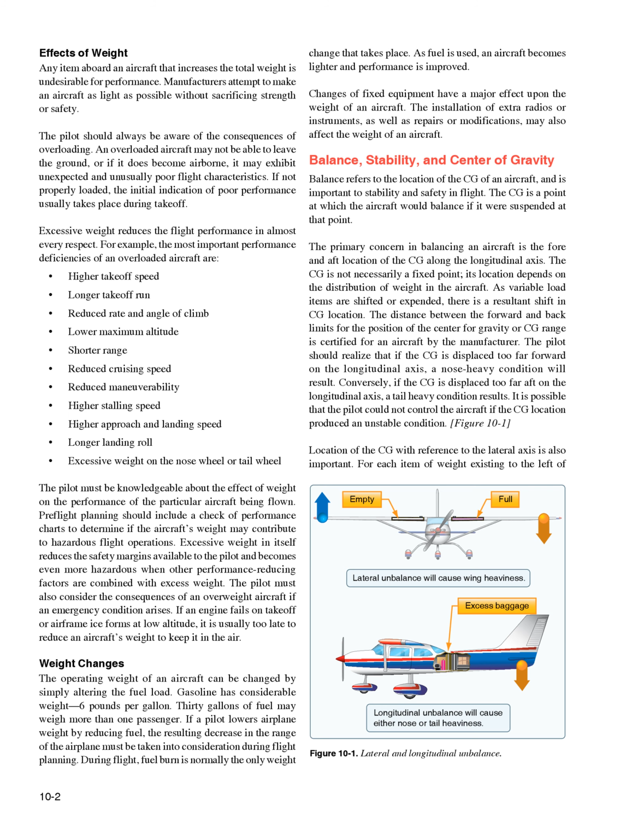Weight changes. The operating weight of an aircraft can be changed by simply altering the fuel load. Gasoline has considerable weight, 6 pounds per gallon. 30 gallons of fuel may weigh more than one passenger. If a pilot lowers airplane weight by reducing fuel, the resulting decrease in the range of the airplane must be taken into consideration during flight planning.